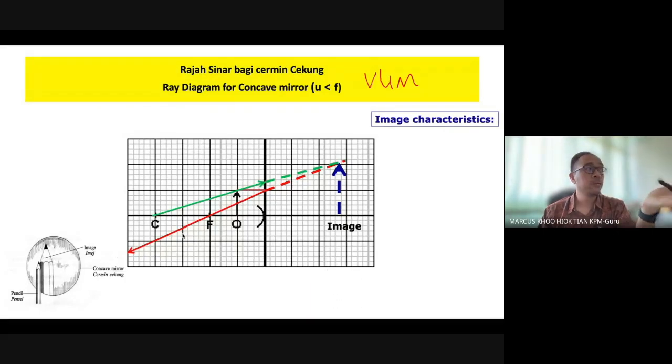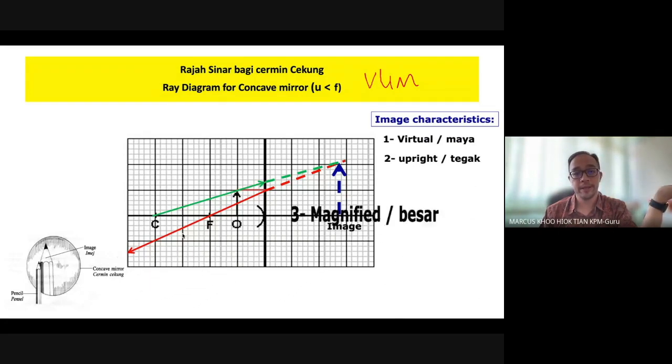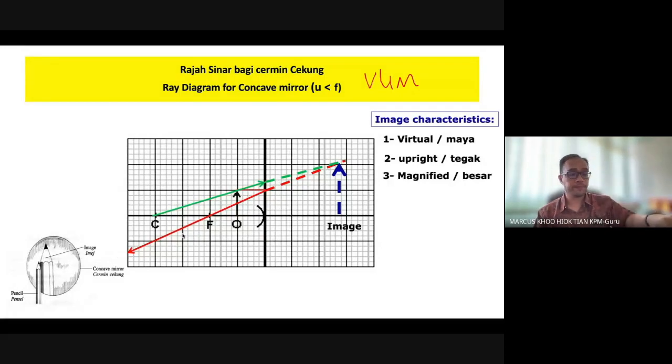And at this point, I hope you already know that the image characteristics, you should memorize it: virtual, upright, and magnified. Okay, so again, now remember, convex lens, concave mirror, exact same outcome. The outcome is the same, it's just that the way of drawing is different.